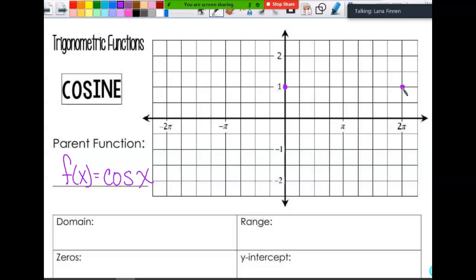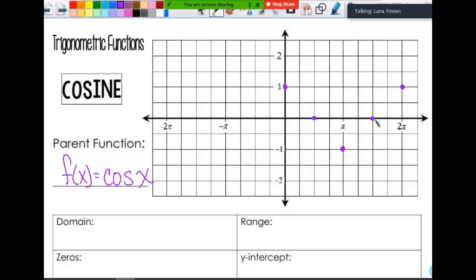All right, so we're going to go halfway between these two to get to pi. What is the cosine of pi? -1. We're going to go halfway between those two to get to pi halves. What's the cosine of pi halves? 0. And then halfway between these two to get to 3 pi halves, what's the cosine of 3 pi halves? 0. Okay. So that gives you that one cycle of cosine.